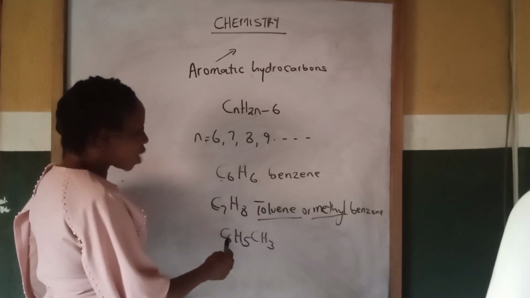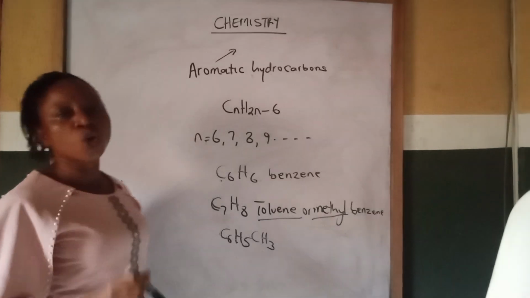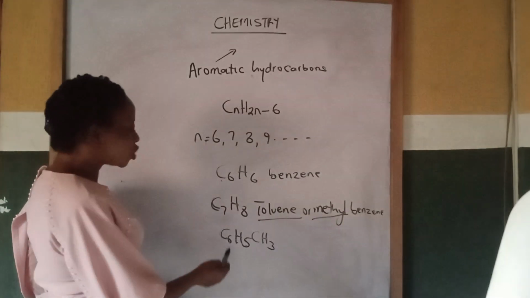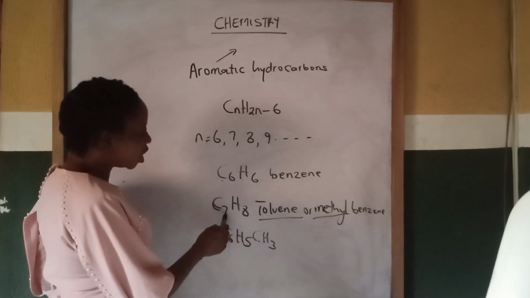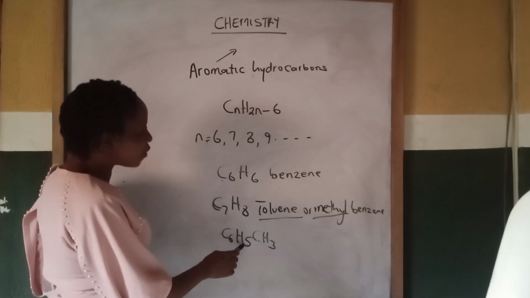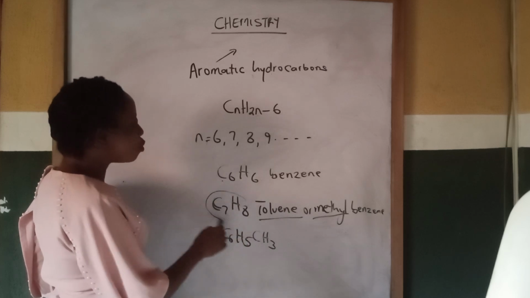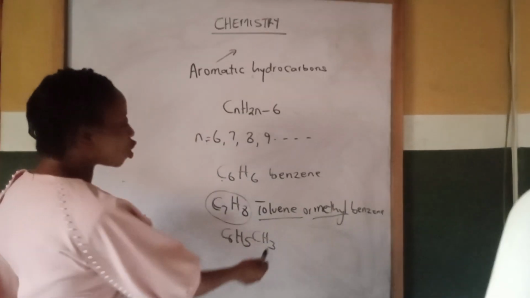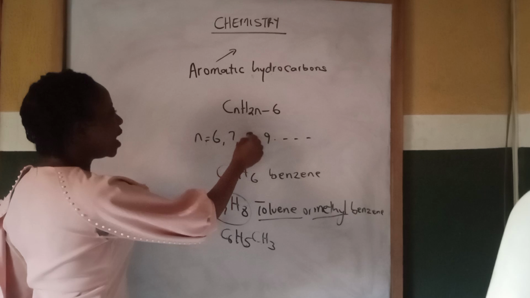So CH3 is methyl, while C6H5 is derived from benzene. That is why they call them derivatives of benzene. Adding 6 carbon atoms plus 1 carbon atom gives 7 carbon atoms, and 5 hydrogen plus 3 hydrogen gives 8 hydrogen. So this is the molecular formula for toluene, and that's why they call it methylbenzene.